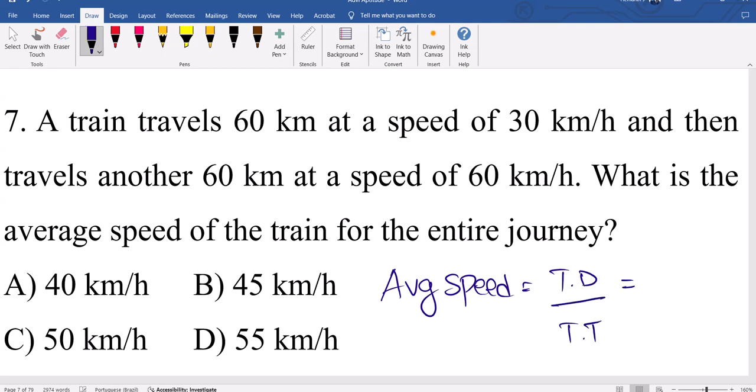So total time is not given in the question, no problem, we may find it. What about distance? First you travel how many kilometers? 60. Next you travel 60. 60 plus 60, 120 kilometers you travel.